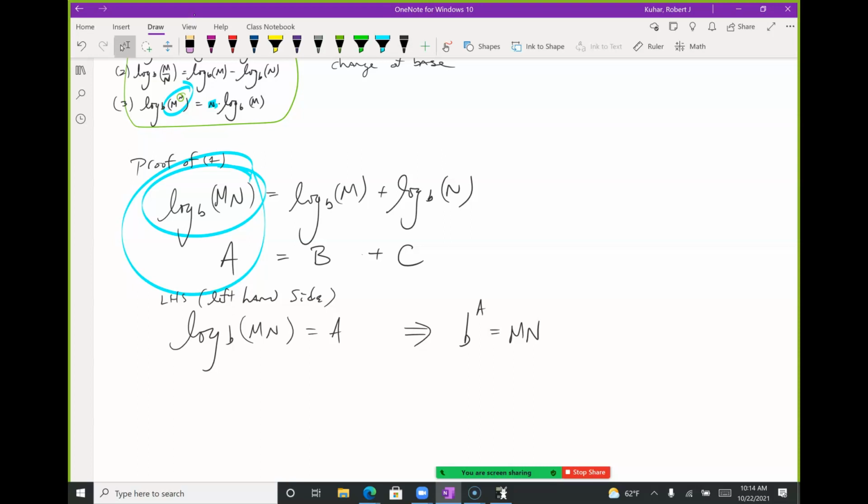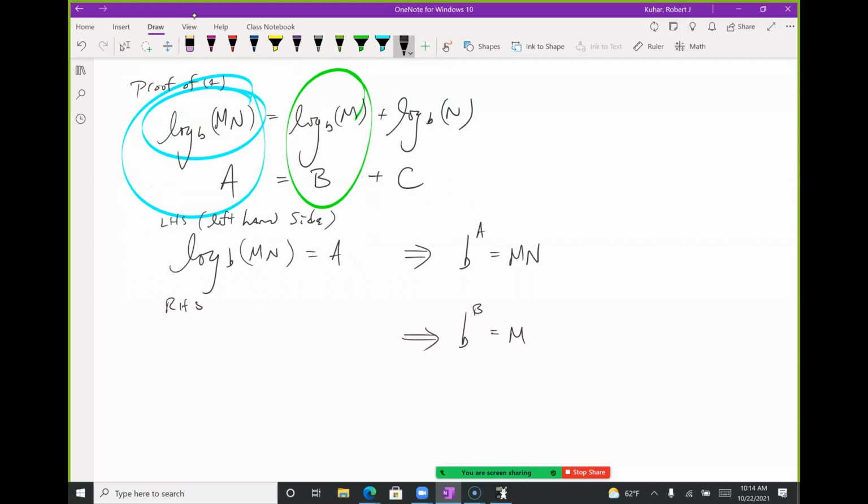I'm going to do that on the right-hand side as well. What's the base? I'm looking at this part now. Lowercase b to the capital B equals m. Nice. And then the last one is lowercase b to the capital C equals n. Everybody with me?